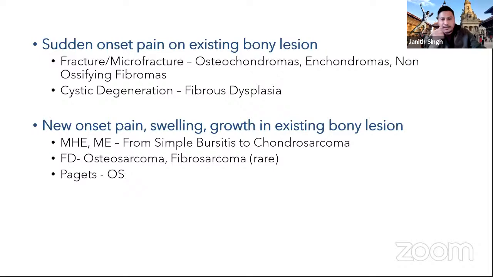as in osteochondromas or enchondromas or non-ossifying fibromas. Now, interestingly, in some patients who have fibrous dysplasia, if they have this acute sort of pain, it could also be due to this weird cystic dysgenesis that happens within the tumor.